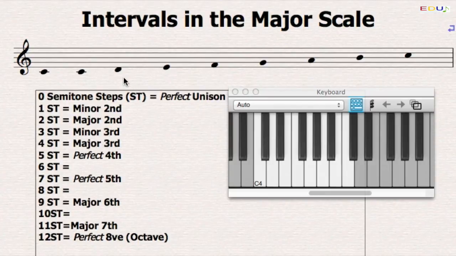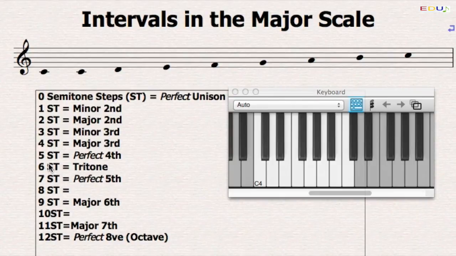For example, between D and F we find 1, 2, 3 semitones. The interval that uses 6 semitones is called a tritone. And tritone means in fact 3 tones, 3 whole tones. 3 whole tones are 6 semitones.